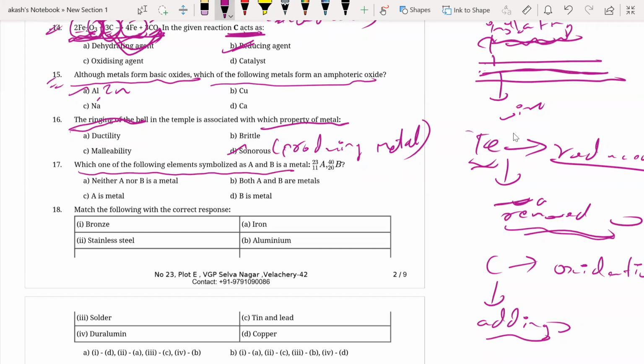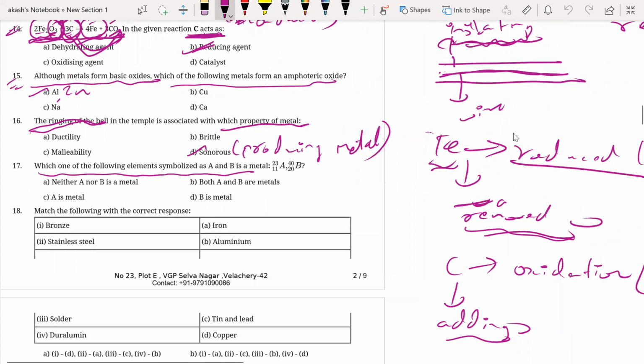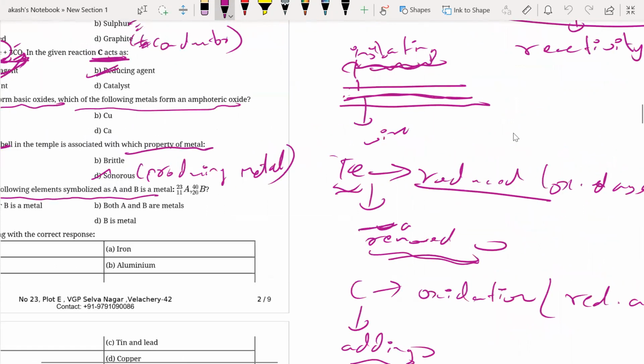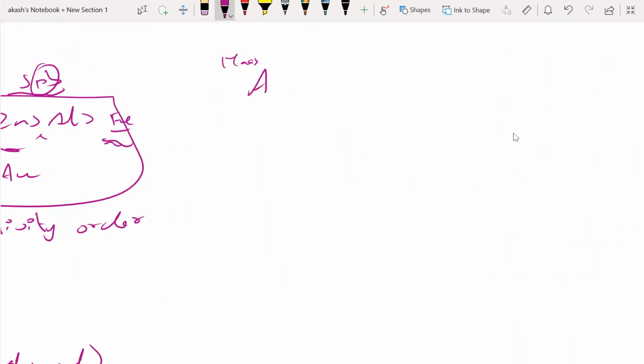Next. Which one of the following elements symbolized as A and B is a metal? Now see, this is how the representation of an element is. I write some letter, some A, and I write the mass number on the top, atomic number on the bottom. You have to remember this. For example, I'll write chlorine as 35.5 and 17.